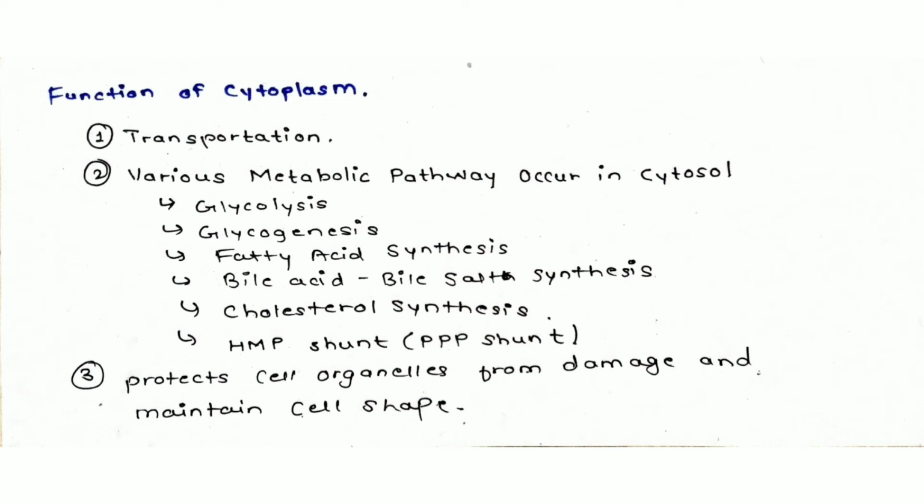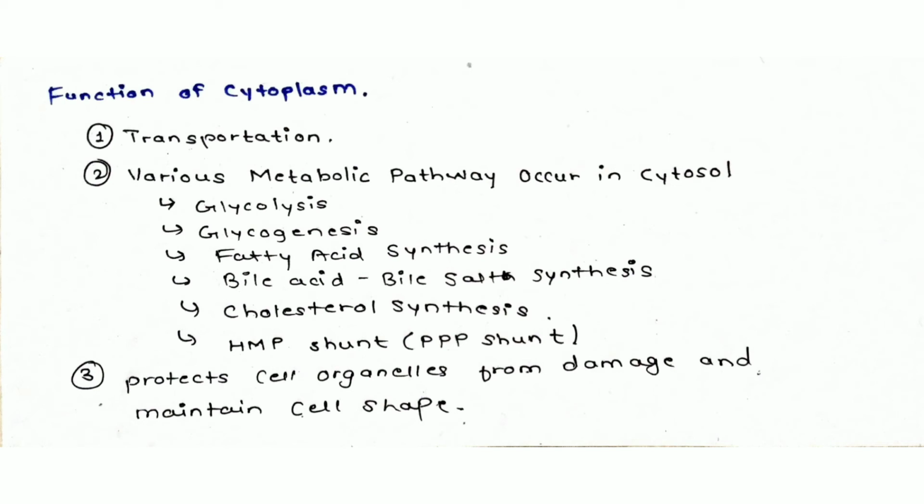The first is transportation. It makes substances easily travel inside the cell due to its presence. Second, it is the site for various metabolic pathways to occur. Most of them occur in the cytosol: glycogenesis, fatty acid synthesis, bile synthesis, cholesterol synthesis, HMP shunt, PP shunt. Third, it protects cell organelles from damage and maintains the cell shape.